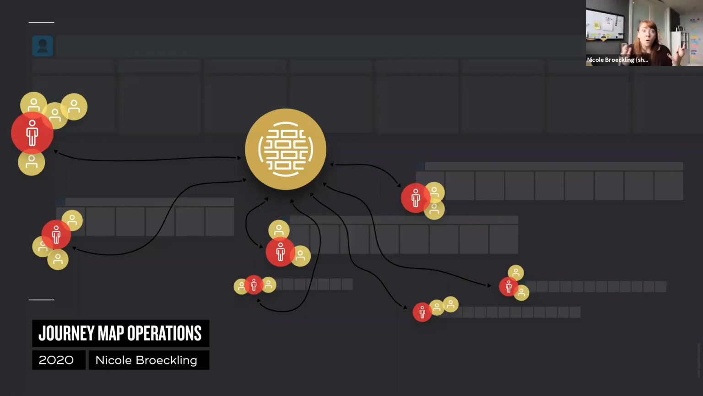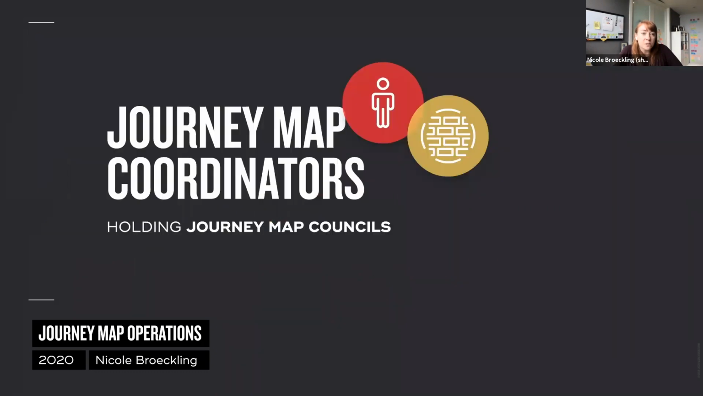So we've had our coordinators go and talk to all of the people around them to figure out what's going on that might affect their experience. Now they need to come together. And so they really should be meeting on a regular basis. We've been calling these journey map councils.